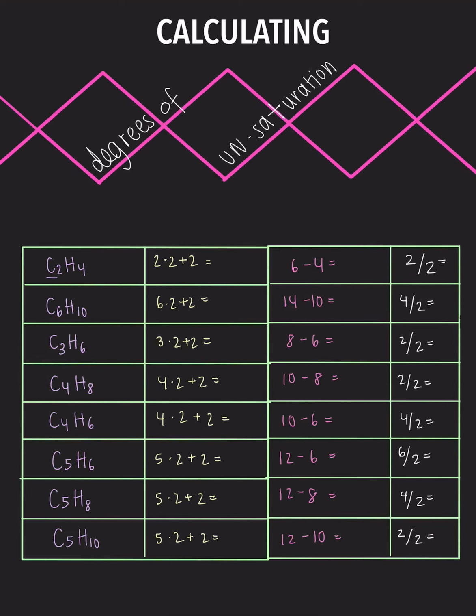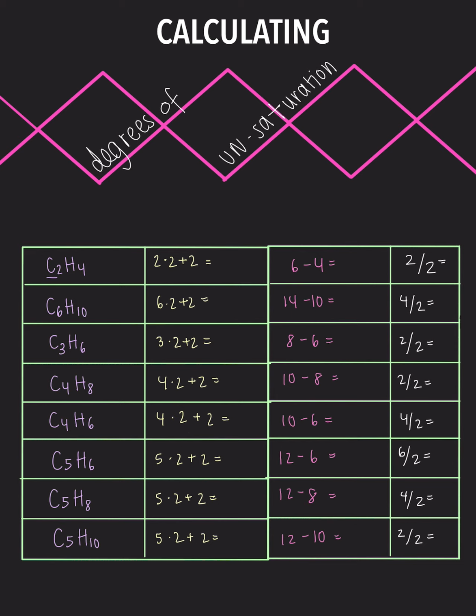Hello everyone, so today I'm going to talk about calculating degrees of unsaturation. In this video I'm going to talk mainly about carbons and hydrogens, but in another video, part 2, I will discuss what you would do if you have a bromine or a nitrogen or an oxygen and how that would count.